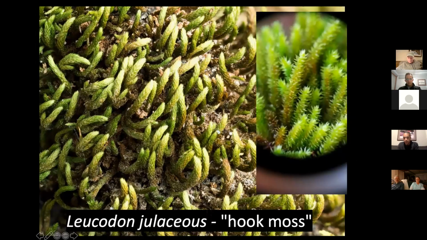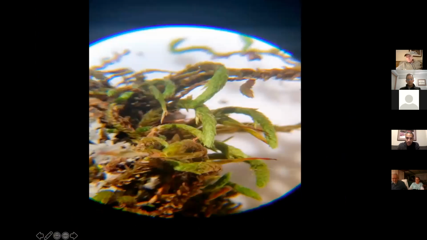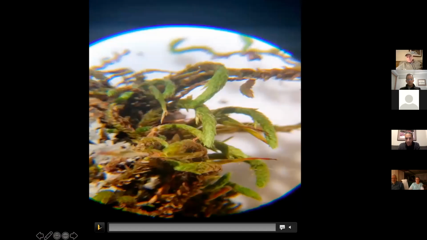Leucodon can be easy to identify. It's called hook moss because when it's dry, you can see it has this upward hooking growth shape. And this one also occurs higher up on the bark of trees, up to chest height or up into the canopy of trees, so it tolerates a lot more exposure than other moss species. But yeah, when it's dry, it has this hook shape, and then when it gets wet, it actually spreads out like there on the right. I actually have a video of it happening in action.